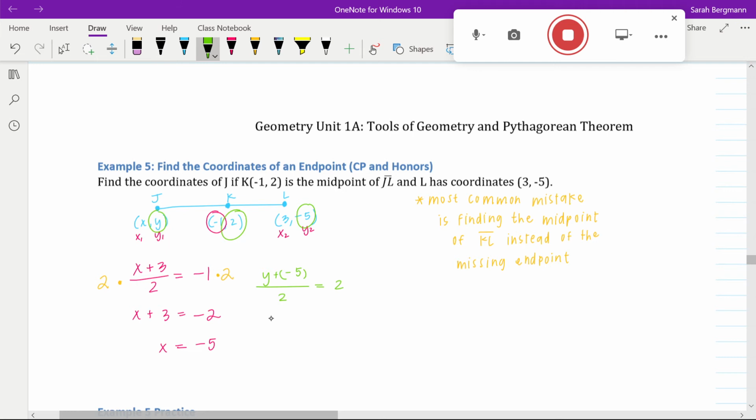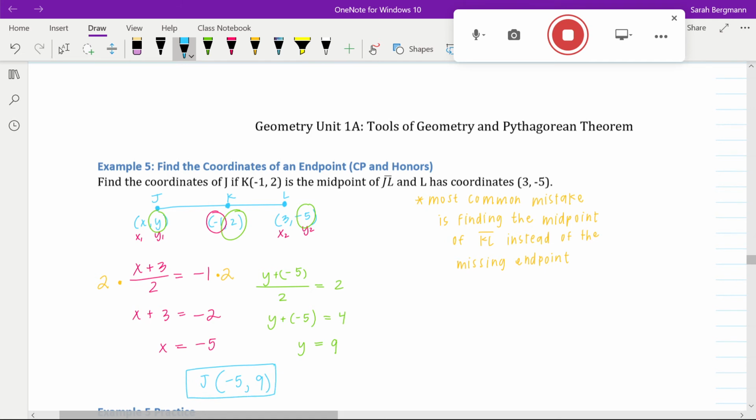Similarly, on the other problem, to find the y-coordinate, I can't just add 5 yet. I first have to multiply by 2 on both sides. 2 times 2 gives me 4. Then I can add 5 on both sides. 4 plus 5 is 9. Once I have the x-coordinate and the y-coordinate, now I know point J is the coordinate negative 5, 9.